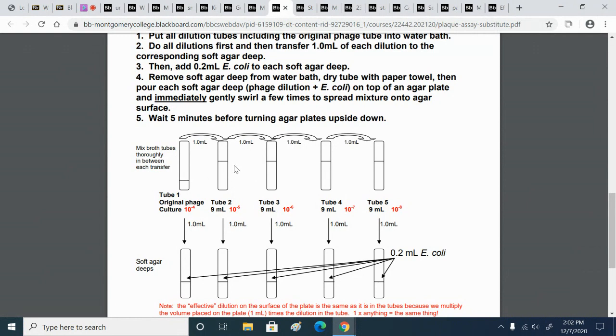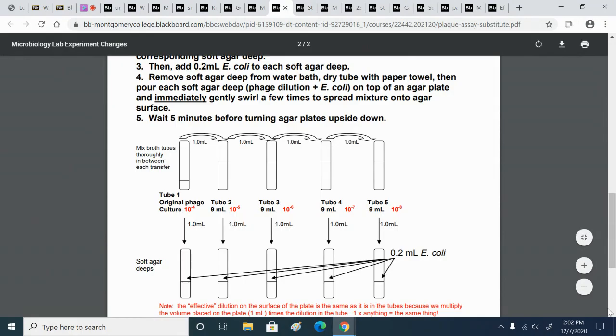So we repeat the process. All of our dilutions are 10 to the negative 1 dilutions, and the dilutions are cumulative. So we start off with 10 to the negative 4. We do a 10 to the negative 1 dilution, and it becomes 10 to the negative 5. We do a 10 to the negative 1 dilution on this, and it's negative 6. Then negative 7, negative 8. So those are all of our dilutions.